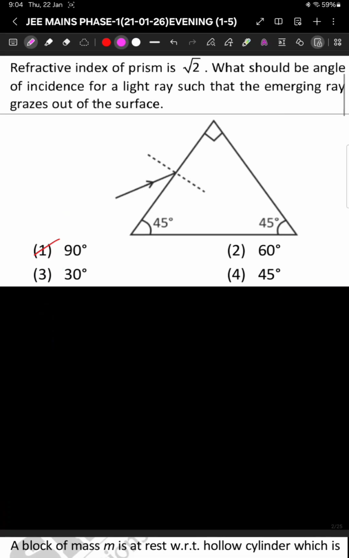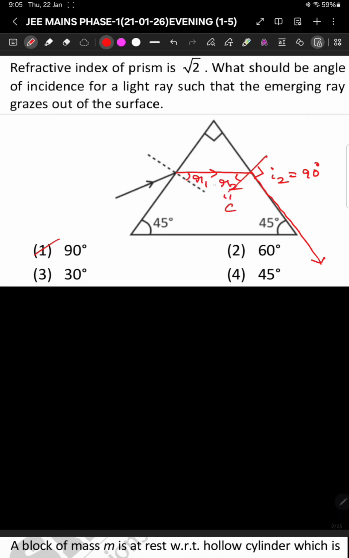Second question belongs to ray optics. Refractive index of a prism is given. What should be the angle of incidence for which the ray emerges grazing out of the surface? This ray should graze the surface, he was asking. So this is the refracted ray and this should be the emergent ray. He mentioned that this emergent ray will be grazing the surface. That means this angle I2 will be 90. When it is grazing emergence, R2 should be equal to the critical angle C.